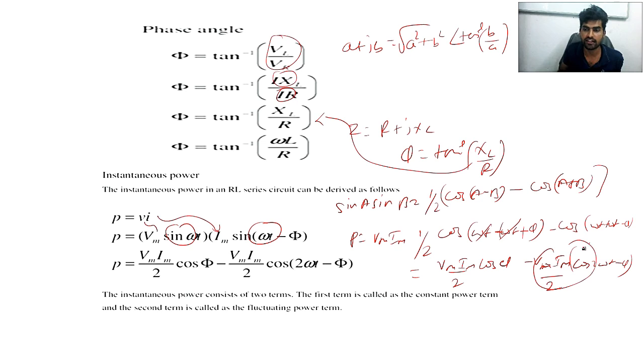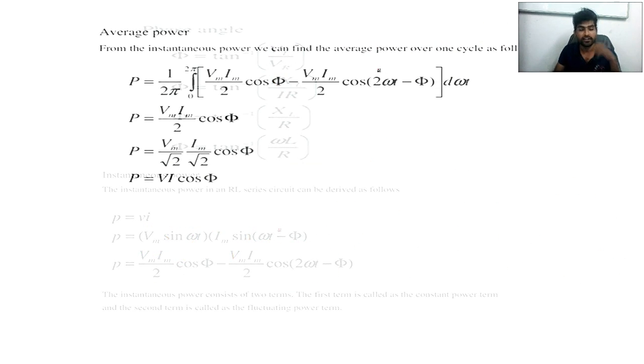This part is the fluctuating part. This one is the constant part. So this is the periodically varying part. See here, the frequency is 2 times compared to the supply frequency, right? So this is the equation. This is the periodically varying part. This is a constant part. This is instantaneous power.